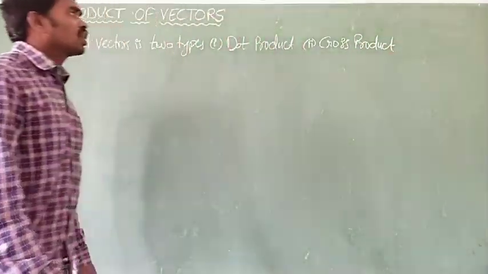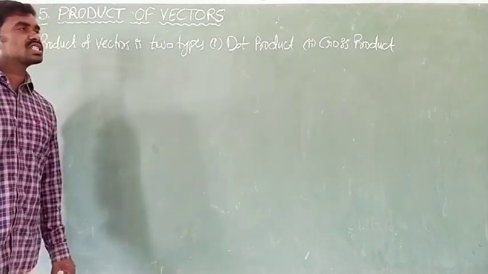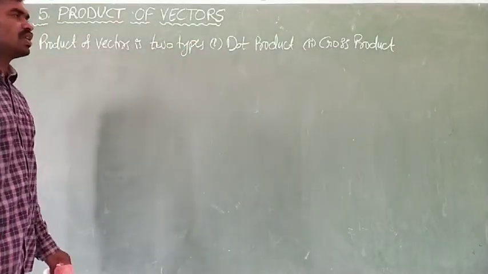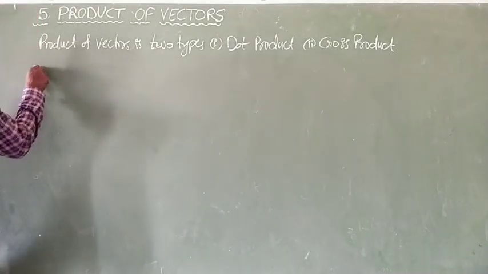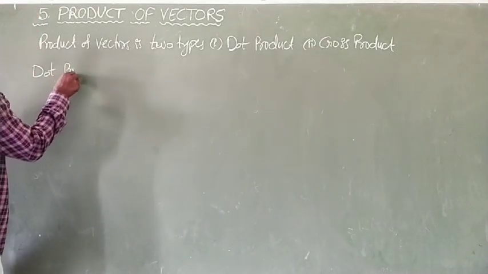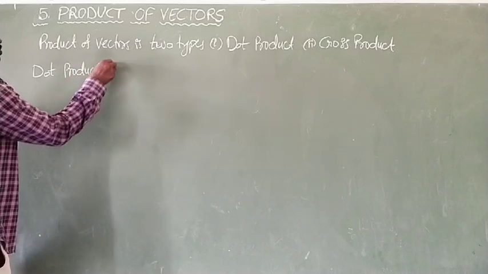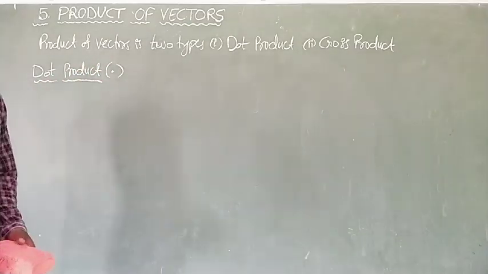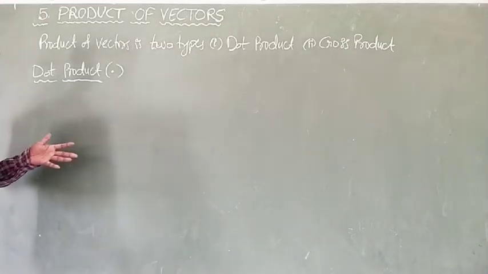In the dot product, how can we multiply vectors? And in the cross product, how can we do the product by using the cross product? So the first heading is dot product. This is very simple, just small applications. There are no huge formulas needed.